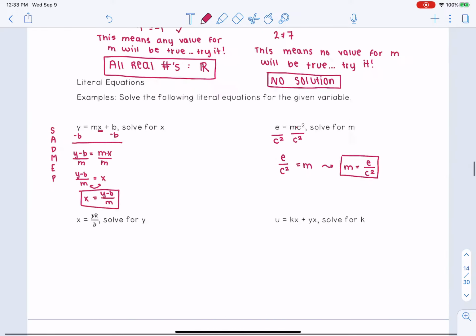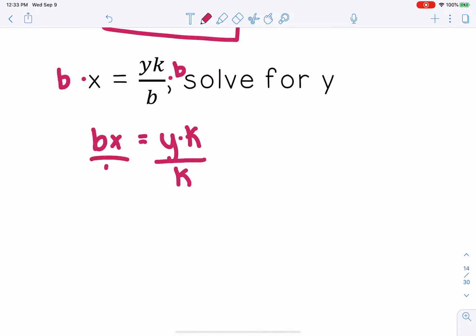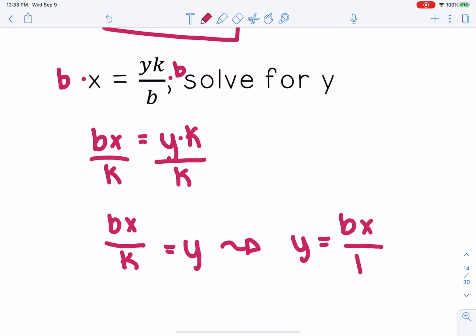Let's try 2 more. x equals y times k over b. Solve for y. All right, well, first, what's happening? I'm going to multiply both sides by b. So I get bx equals yk. I'm trying to get y alone, and it's being multiplied by k, so I'll divide by k. So bx divided by k equals y. So this means y equals bx over k.